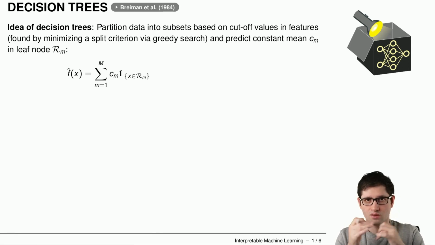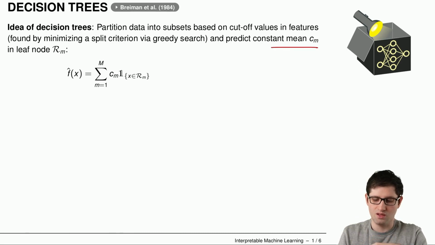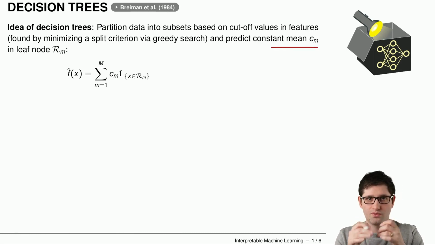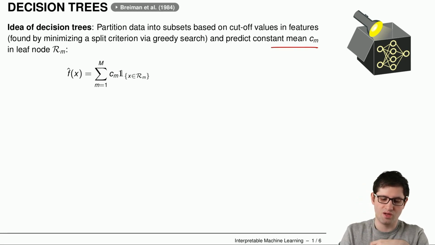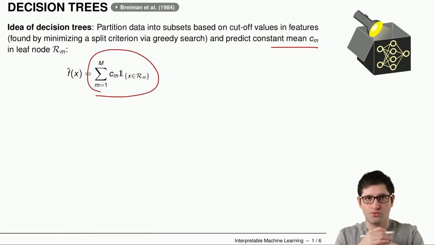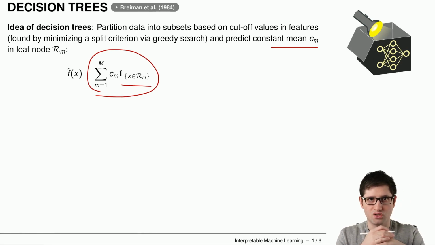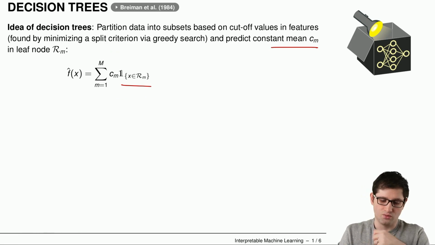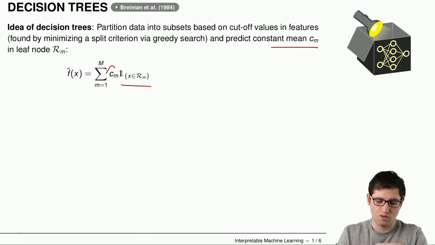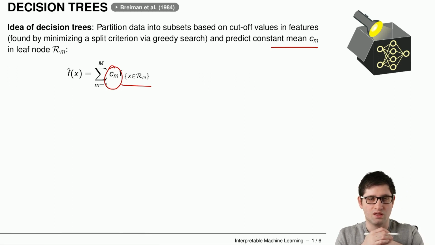In the end, for the decision tree, in the leaf nodes that are produced, a constant prediction is usually provided, which is a constant mean, that we term here c_m for each region m. And therefore we can describe the prediction function as a sum of different regions that are denoted here by this indicator function, multiplied with a constant mean prediction in that corresponding leaf node. Meaning that in the end, for a given region, we only have one constant mean active.